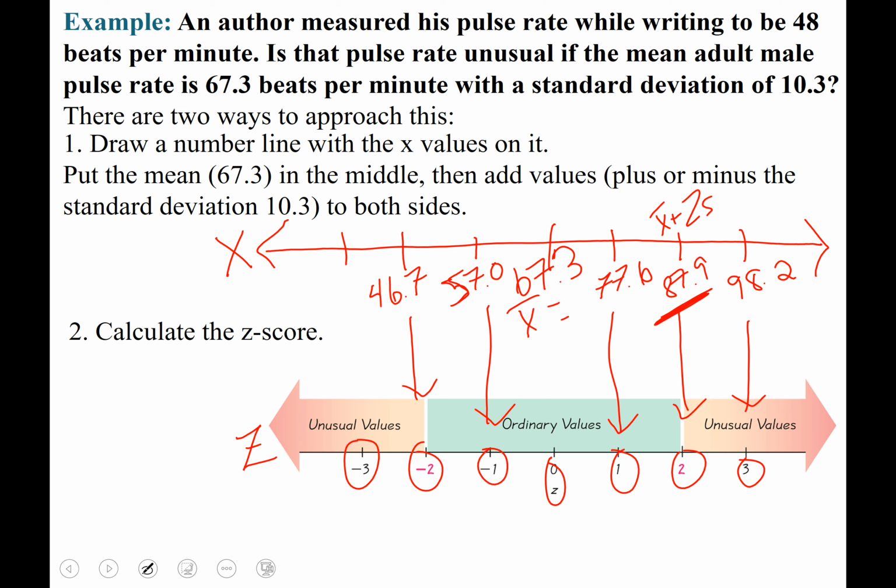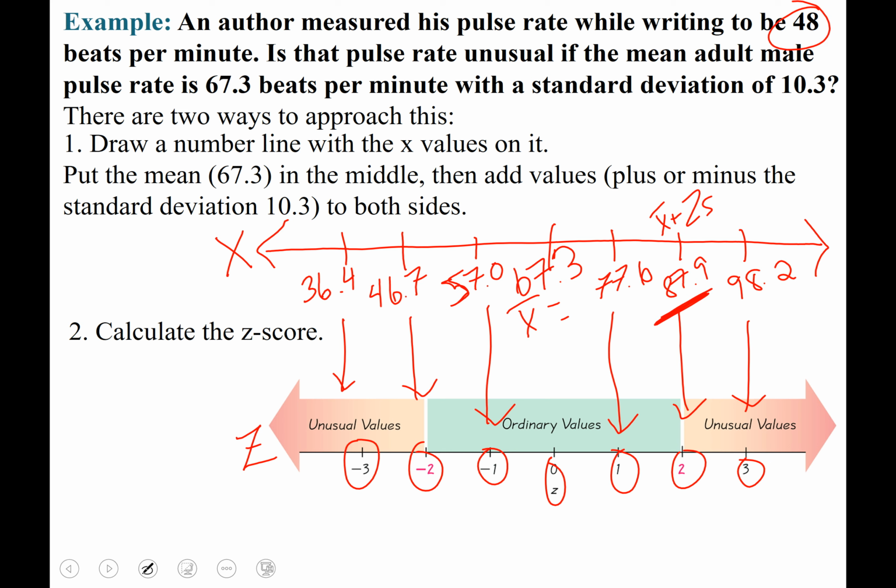But any pulse rate lower than 46.7 for an adult male would make it into the unusual range. So I'm going to subtract 10.3 one more time just for completion of this number line. And any adult male with a pulse rate of 36.4 would have a z-score of -3, and that would be unusually low.